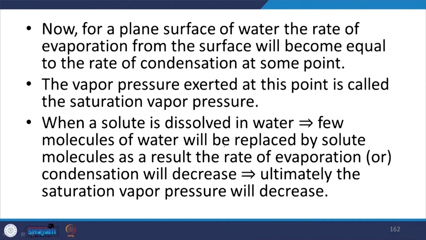Right. Now, let us imagine a plane surface of water. The rate of evaporation from the surface will be equal to the rate of condensation at some point, which you call saturation. The vapor pressure exerted at this point is called the saturation vapor pressure. When a solute is dissolved in water, you take any substance and dissolve it in water. If it is soluble, it will get dissolved. A few molecules of water are replaced by solute molecules. As a result, the rate of evaporation of water molecules will eventually decrease.